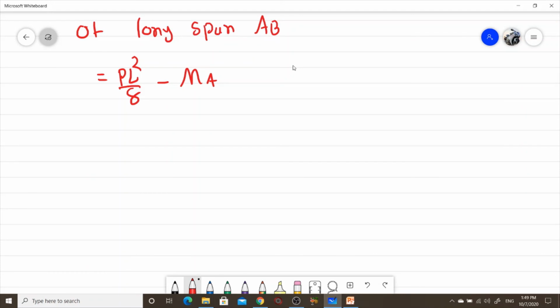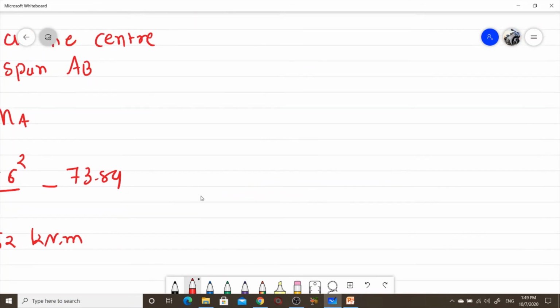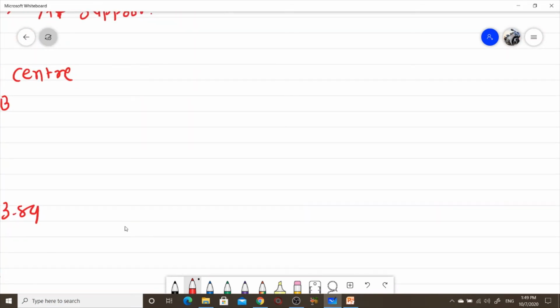So by this equation, P is the force, 31.67. Length is 6, whole square, divided by 8. MA means the final moment, 73.89, at the support. MA means the moment at support A, at joint A. So at joint A, moment is 73.89. So the value is 68.62 kilonewton meter. Okay. So this is the maximum moment at the long span.